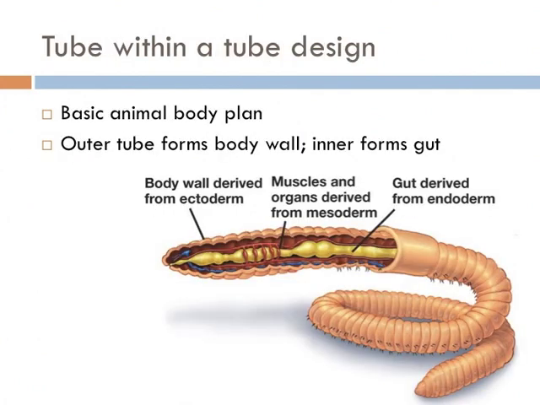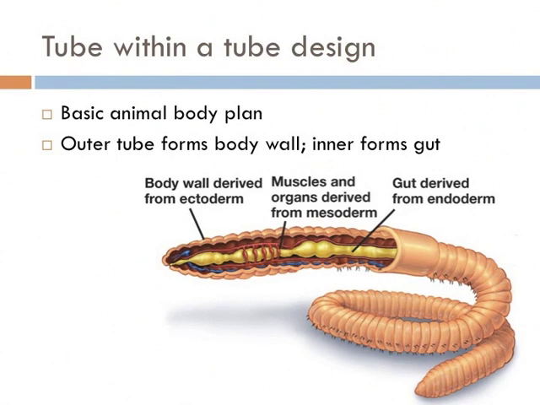Every other animal that you can think of is bilaterally symmetrical, and they have what's been called a tube within a tube design. And a worm is a great way to think about it. When we see a worm, we see that it's tube-shaped. The outer part of the body kind of looks like a slimy straw, and within that body cavity is yet another tube known as the gut.